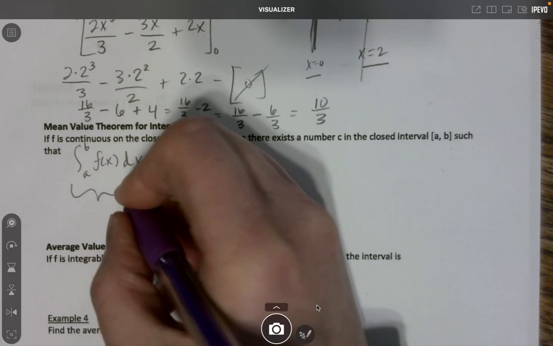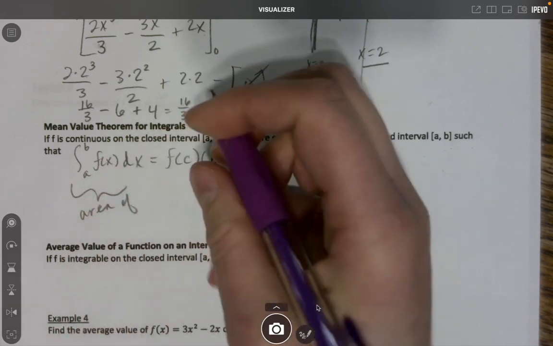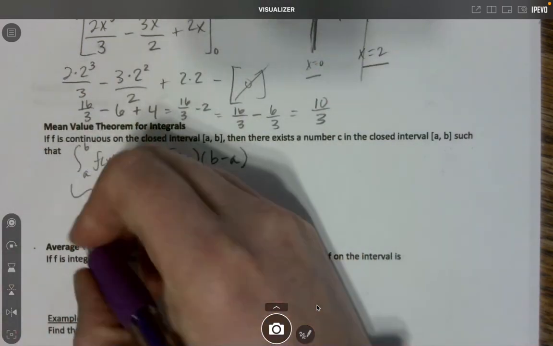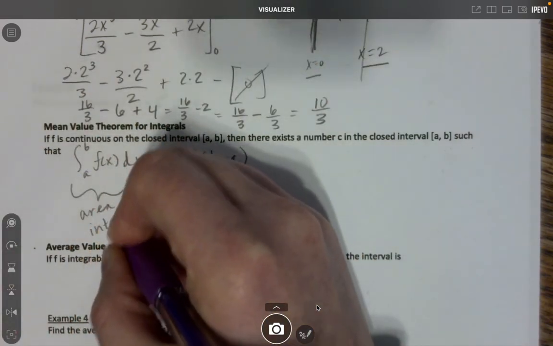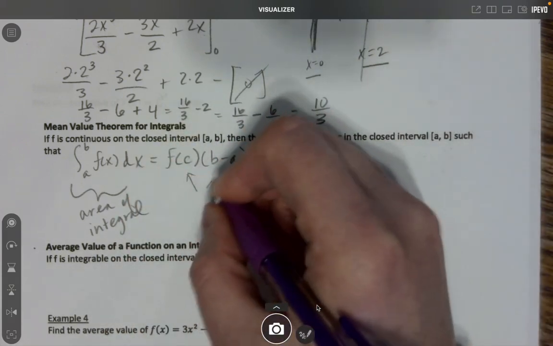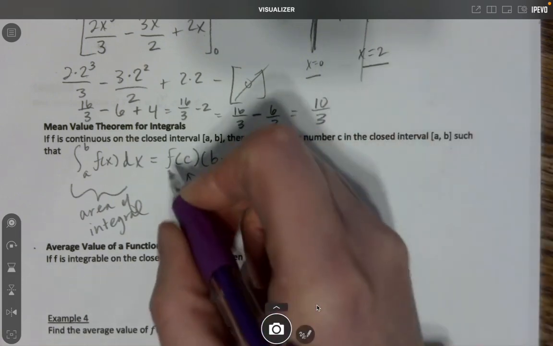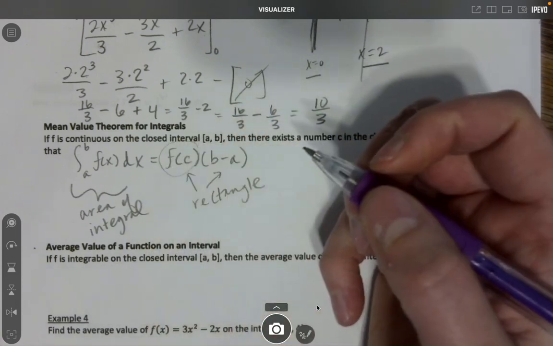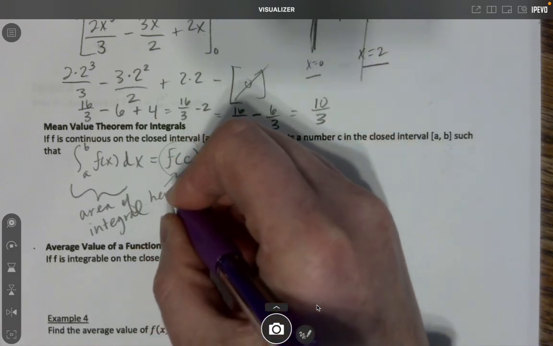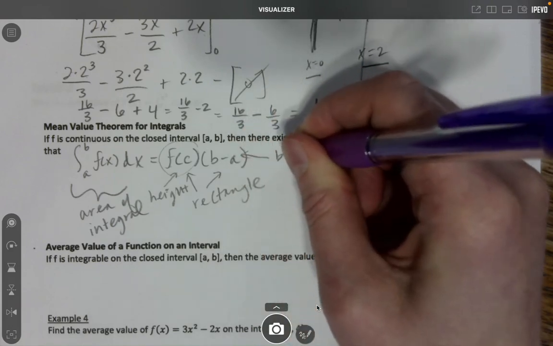So this right here is the area under the integral, area of integral, which is kind of sloppy, but I'm trying to get us to see what that means. And this is a rectangle. And f of c is my height. This would be like the height right here. And then my base would be the b minus a.